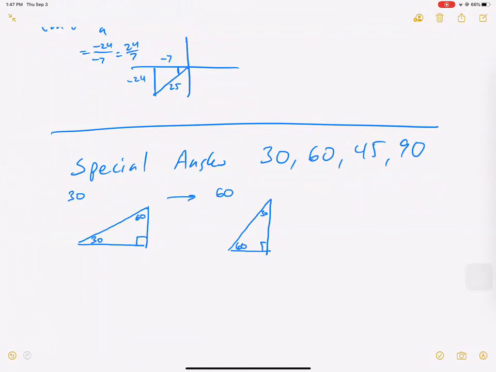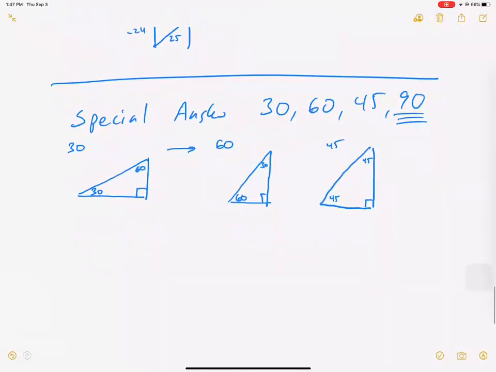And our 45-degree triangle, 45, 45, and 90. Almost done, folks. And then our 90 degrees is because these are all 90. So 30, 60, 90, 45.